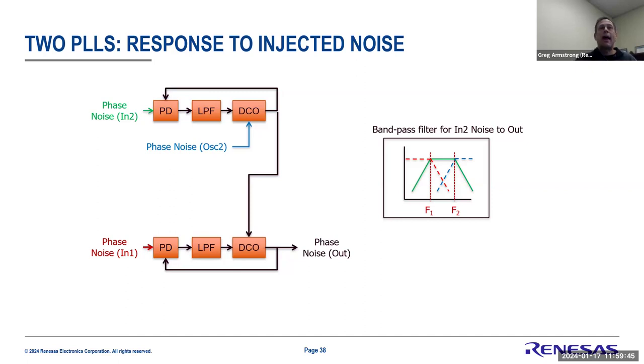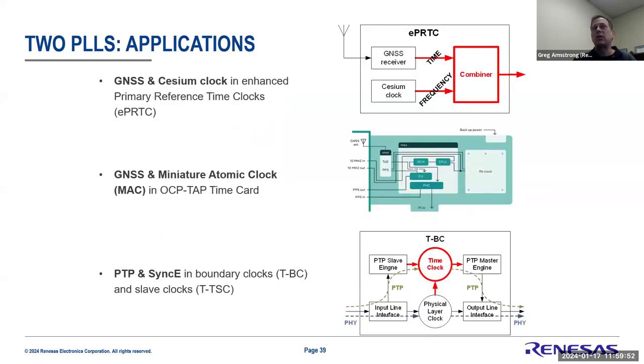So I get both accuracy and stability from two different sources and combine them into one. And there's a lot of applications for this, and we see it already today. You see it in telecom when they're doing their primary reference time clocks and now what they call the enhanced primary reference time clocks, where they're trying to combine the benefits of the ultra long-term stability of a cesium with that of traceability to UTC to generate clocks.